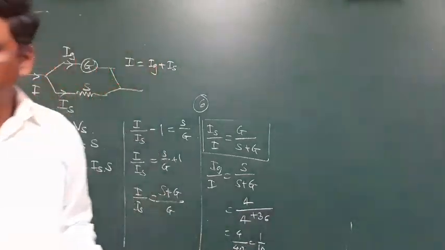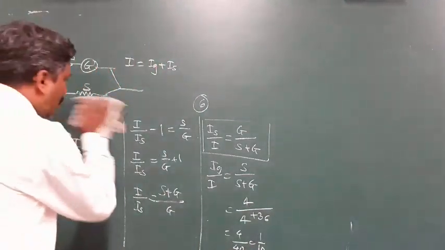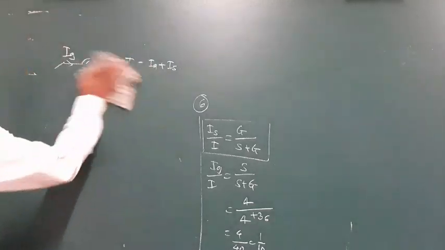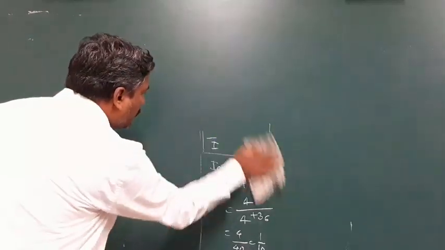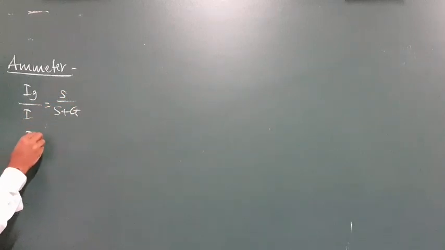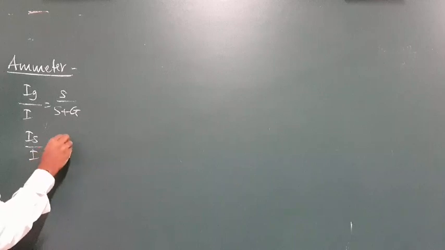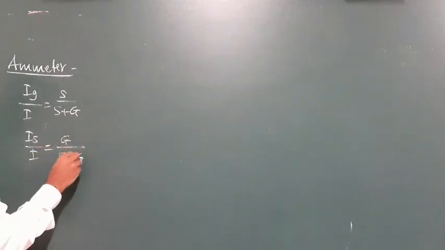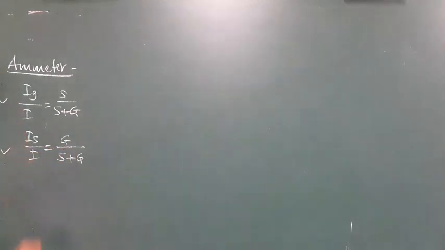Now it is necessary to know two more shortcuts, so we can solve the remaining examples. They are very simple. First of all, we clear the ammeter part. We get the formulas Ig upon I equals S upon (S plus G), and Is upon I equals G divided by (S plus G). These are my two formulas through which we can easily find the answers.